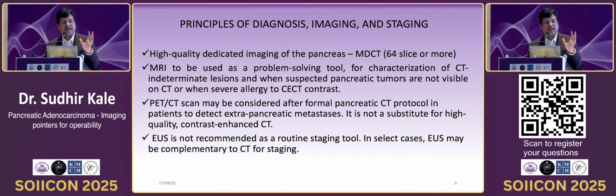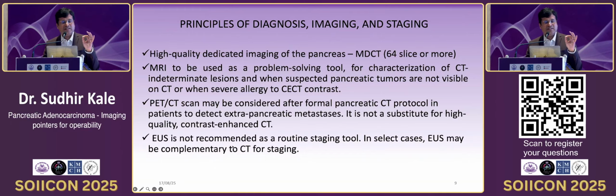There were a few other principles given, that is high quality dedicated imaging of the pancreas, MDCT 64 slice or more, which is currently recommended. MRI is to be used as a problem solving tool for characterizing CT indeterminate lesions, when suspected pancreatic tumors are not visible on CT, or in case of severe allergies. PET CT may be considered after a formal pancreatic CT protocol. So PET CT is not a substitute for MDCT, right?